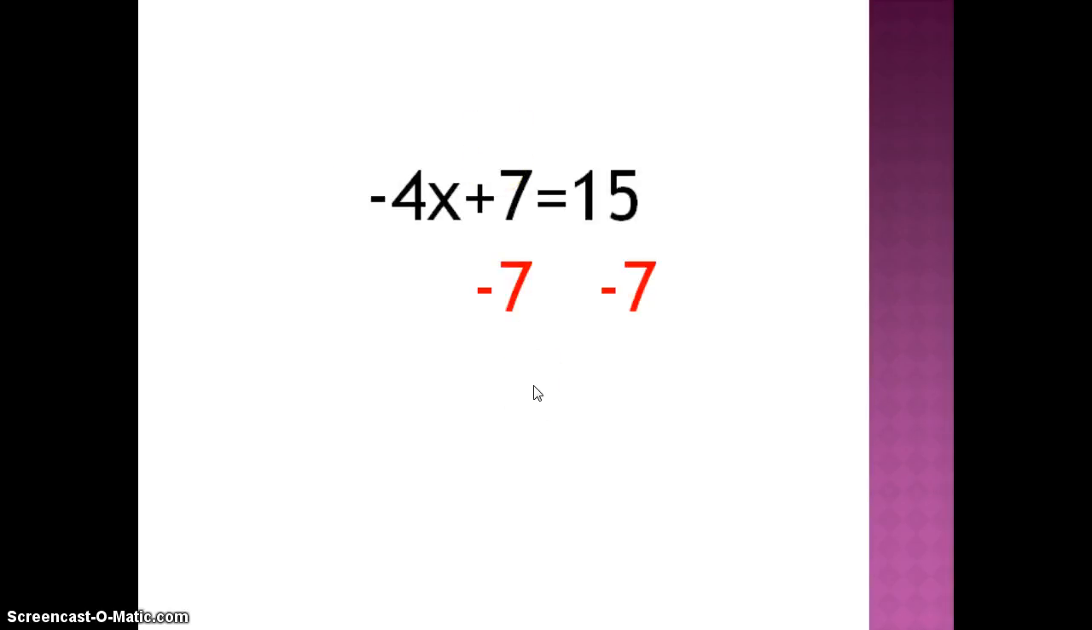And of course in algebra, whatever you do on one side would have to be done on the other side. So being that we are subtracting 7 on this side, we would need to subtract 7 on the other side of the equal sign, which is what we're doing.